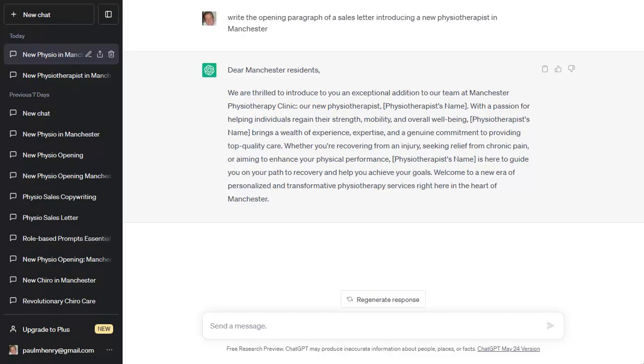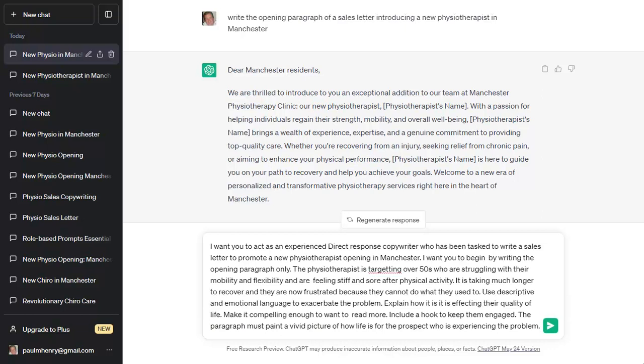So once again, rather than type it all out, I've already typed it out and copied and pasted it for you. So here's what I've written. I want you to act as an experienced direct response copywriter who has been tasked to write a sales letter to promote a new physiotherapist opening in Manchester. I want you to begin by writing the opening paragraph only, otherwise we'll be here all day. The physiotherapist is targeting over 50s who are struggling with their mobility and flexibility and are feeling stiff and sore after physical activity.